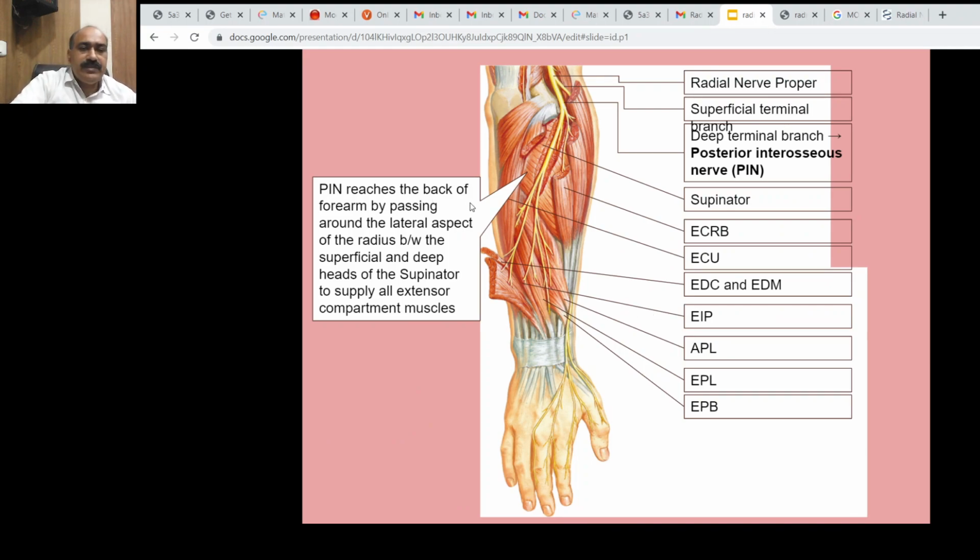Posterior interosseous nerve reaches the back of the forearm by passing between two heads of the supinator, superficial and deep, to supply the extensor compartment muscles, which are supinator, extensor carpi radialis brevis, extensor carpi ulnaris, EDC, EDM, extensor pollicis, extensor indicis, abductor pollicis longus, and extensor pollicis brevis.